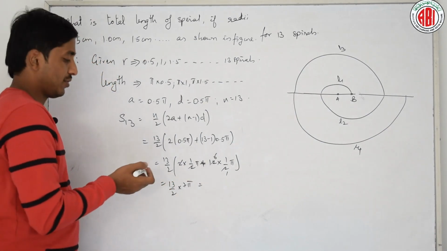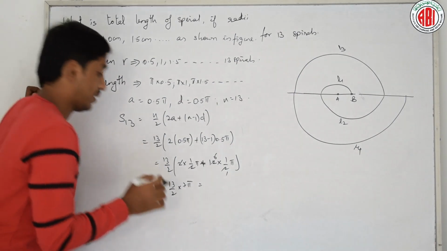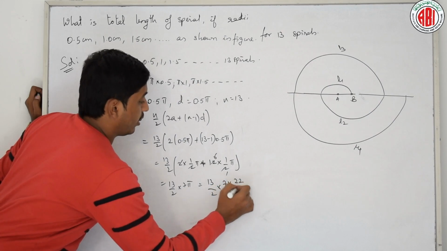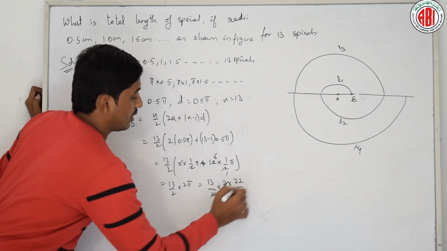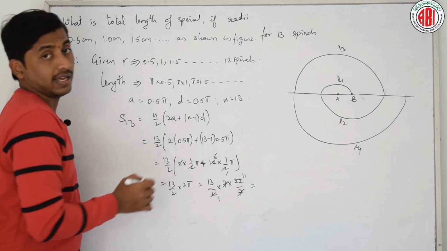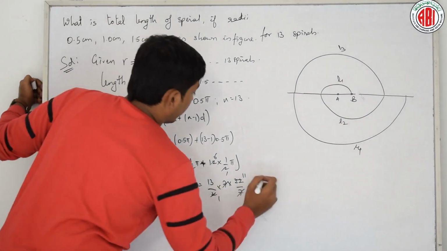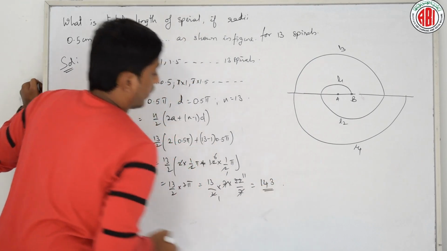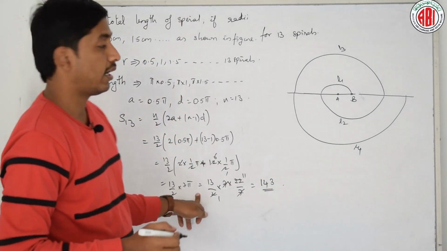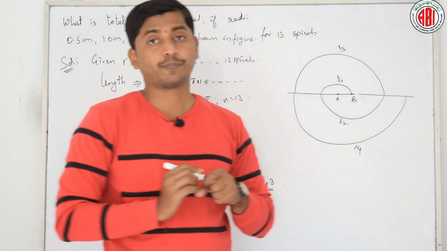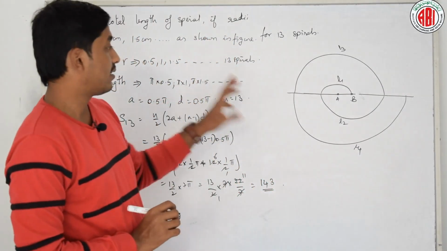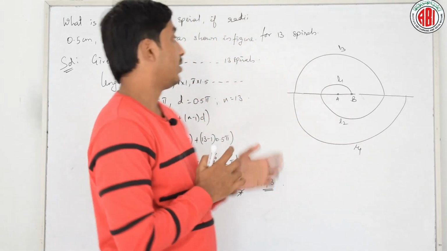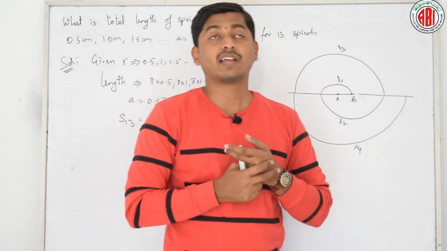If you want to solve by taking pi as 22 by 7 also, it's fine. 13 by 2 into 7 into 22 by 7, where 7 and 7 got cancelled. 2 ones are 2, 2 elevens are 22, 13 elevens are 143. Is it fine? 13 elevens are 143. Is it clear? This is a problem, and these are the basic problems of AP using the nth term and the sum of n terms.